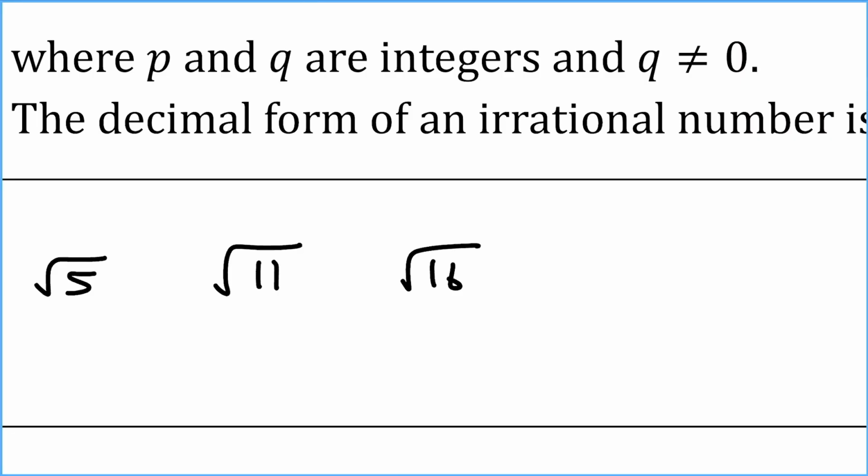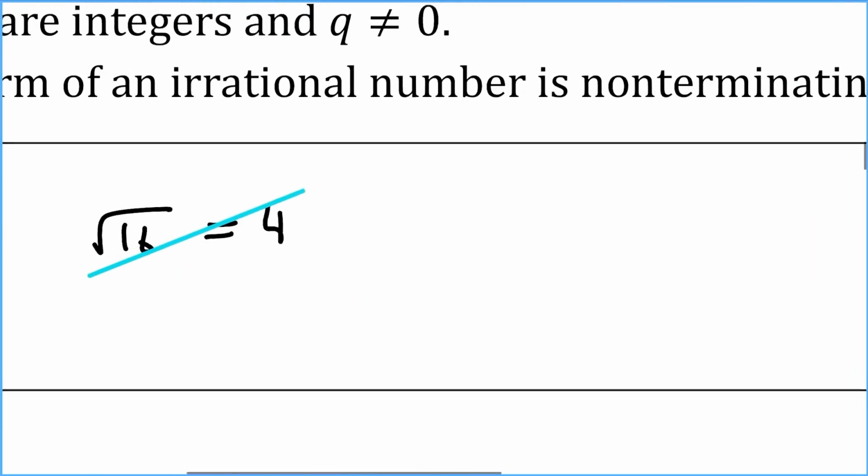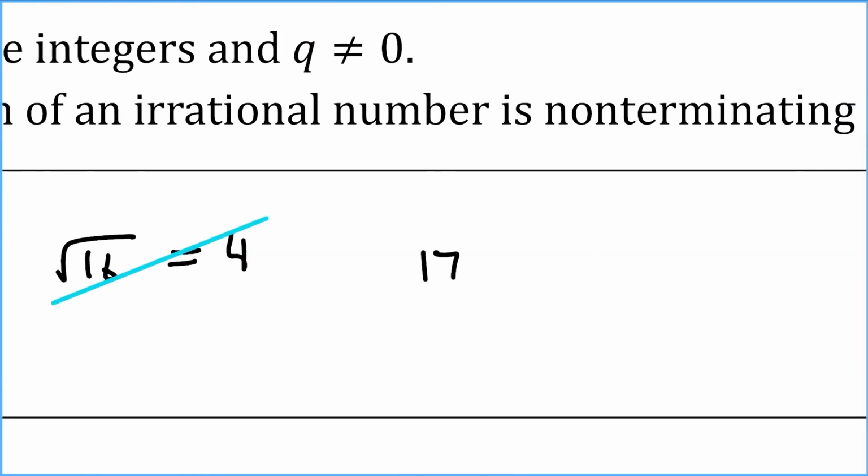How about the square root of 16? Well, the square root of 16 is 4. That's rational, right? So that doesn't count. That doesn't work. That's a rational number. You have to pick a number that you can't square root evenly. That would be, instead of 16, you could do 17. The square root of 17, that would be irrational.